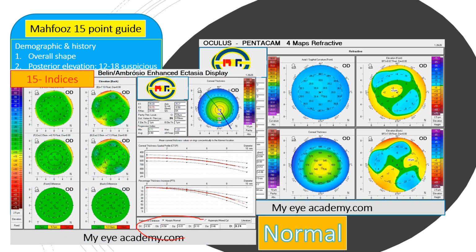All the indices are white, like the DF, DB, DP, DA, all of them, and the total D is also within the normal white limits. So this is a normal cornea confirmed. That's how you interpret. Let's move on to case number 4.